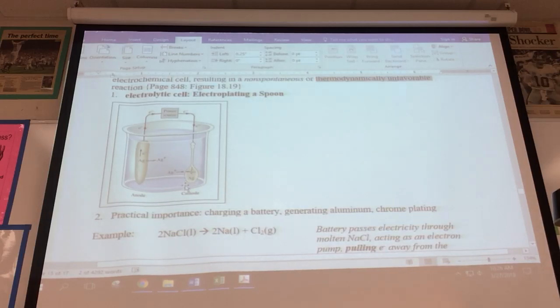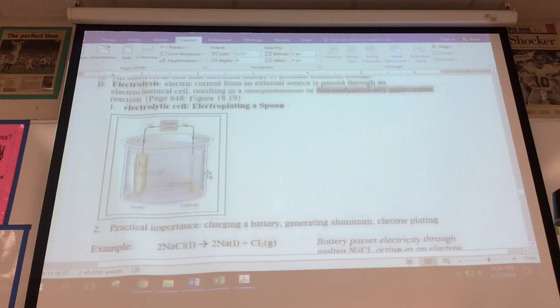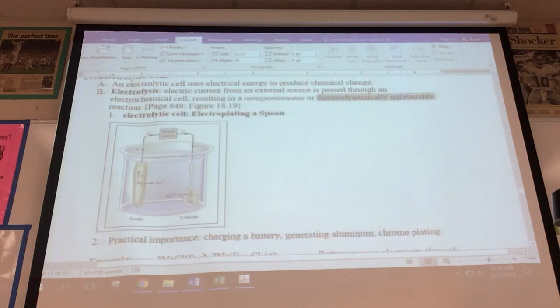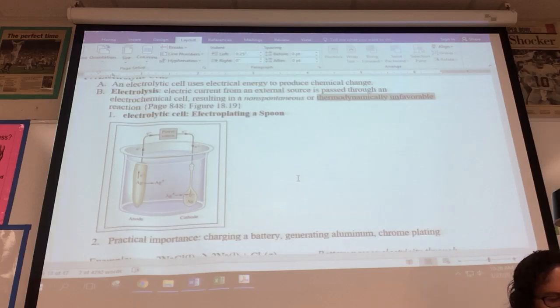There are many, many practical applications for electrolytic cells. You can charge a battery, generating aluminum, especially if it's depleted. Also chrome, silver, gold plating, any type. With certain rings that are white gold, over time they will yellow and you will rhodium plate a ring, and that's the same type of process.